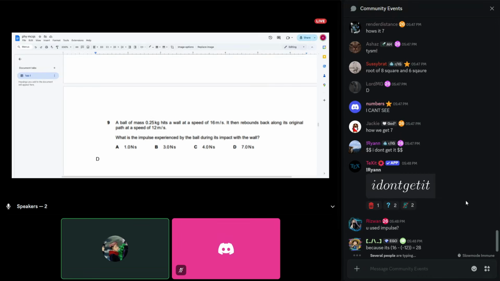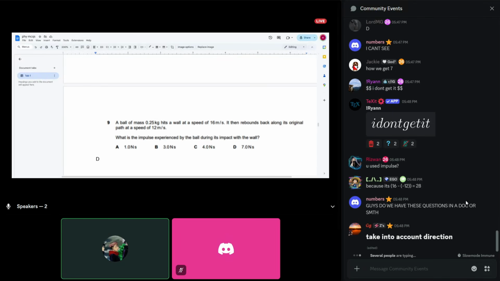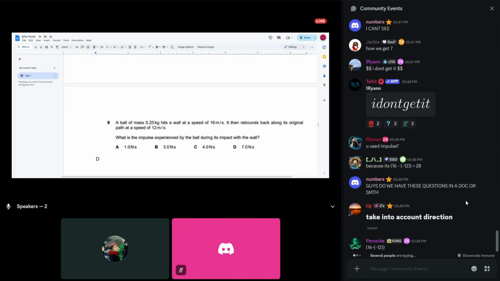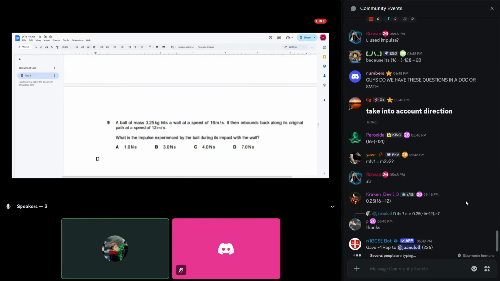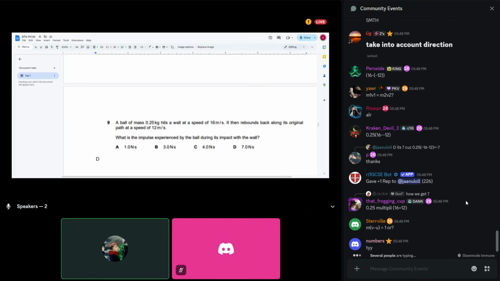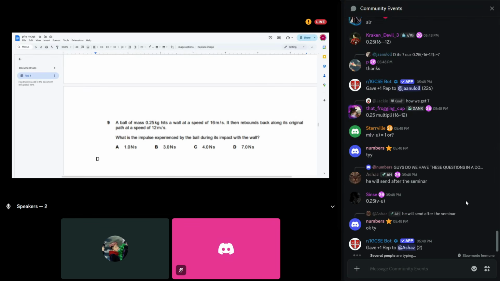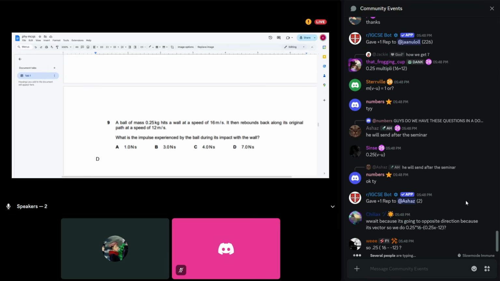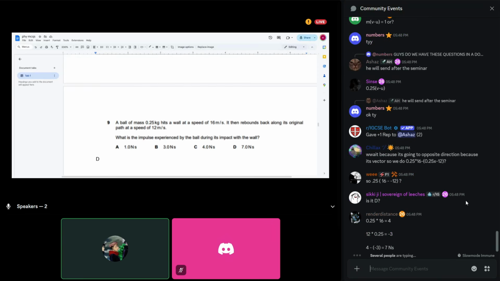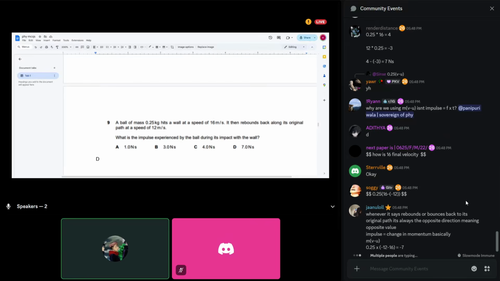No, we don't use a direct impulse formula. We know that impulse is also change in momentum, right? So m into v minus u. I have the questions in doc. I will share them at the end. No, v minus u is 7. Look, it is minus 12 and 16 because velocity is a vector. Momentum is also a vector. Yes, because opposite direction we use minus 12. 4 minus minus 3, 7, correct.